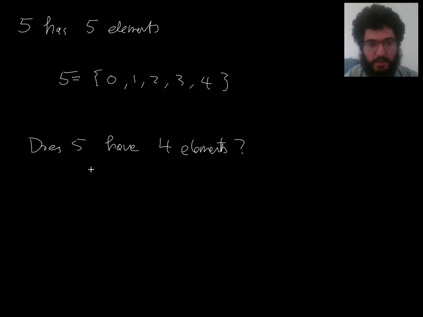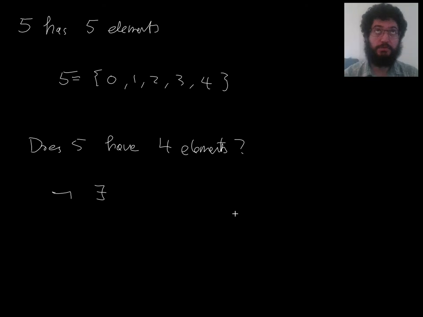Well, we'd have to prove that there does not exist a bijection between the natural number 5 and the natural number 4, right? So you have to prove not there exists a bijection between 5 and 4. Or if you push the negation through that statement, you have to prove that for all possible functions from 5 to 4, they are not bijections. All the functions 5 to 4 are not bijections.